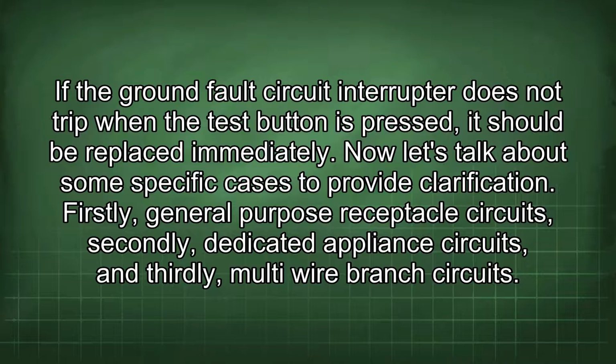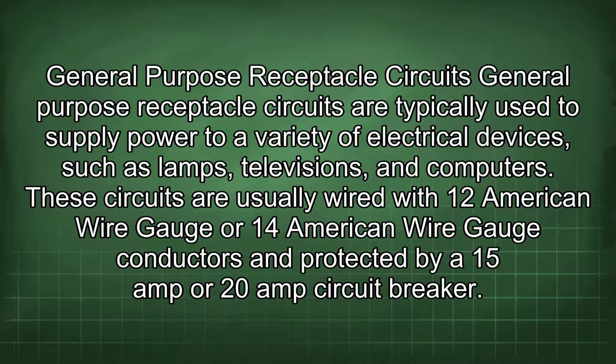Now let's talk about some specific cases to provide clarification. Firstly, general-purpose receptacle circuits. Secondly, dedicated appliance circuits. And thirdly, multi-wire branch circuits. General-purpose receptacle circuits are typically used to supply power to a variety of electrical devices such as lamps, televisions, and computers. These circuits are usually wired with 12 American wire gauge or 14 American wire gauge conductors and protected by a 15 amp or 20 amp circuit breaker.